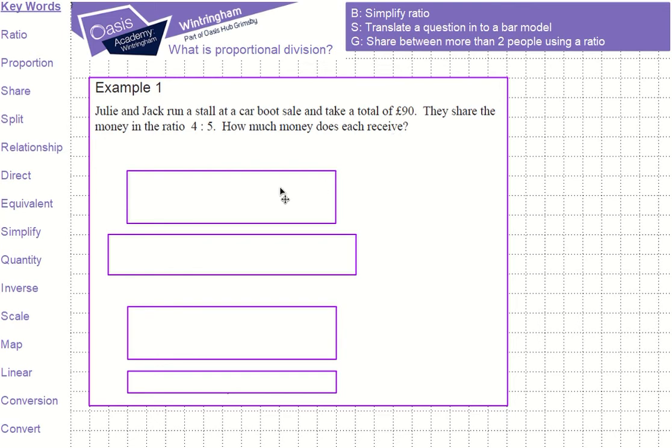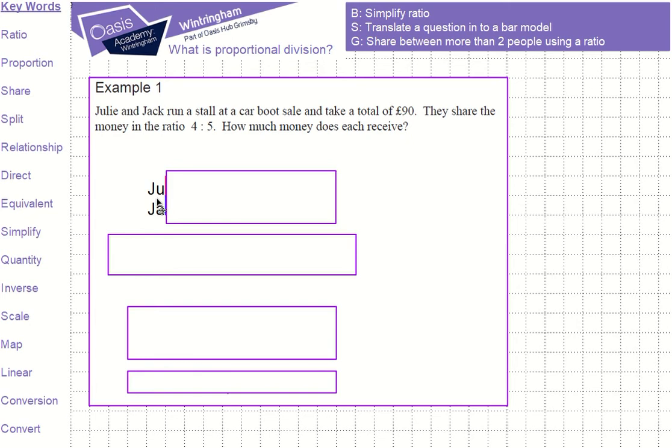And the method I'm going to show you first of all is what we call a bar model. Hopefully you've seen those at some time before while you were at school. We're going to start our bar model with names. So the people it talks about in the question are Julie and Jack. So we can write those, Julie and Jack. And I'm just going to shorten that a little bit to save me a little bit of time.